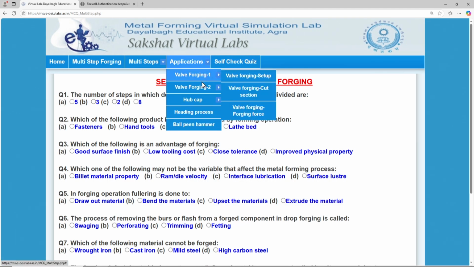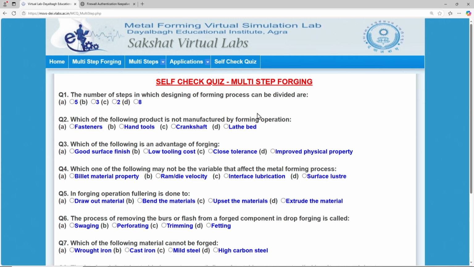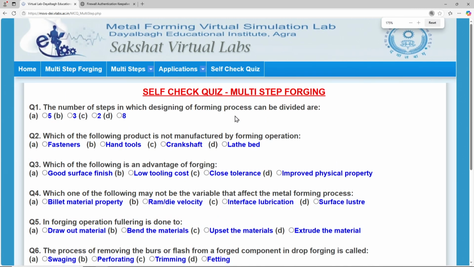The number of steps in which designing of a forming process can be divided. There could be multiple steps, that is shown in this theory are 5 steps. Which of the following product is not manufactured by forming operation? Fasteners can be developed, hand tools can be developed, crankshaft can be developed, lathe bed cannot be developed. Generally in metal forming, the small components are being developed. The large components would need separate presses or so, separate setup workstations.